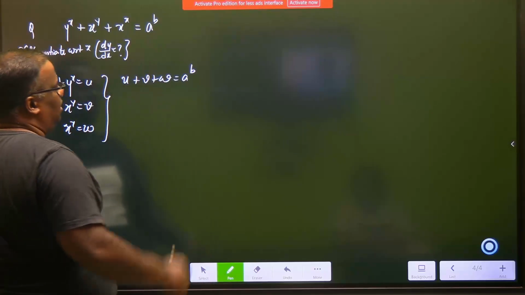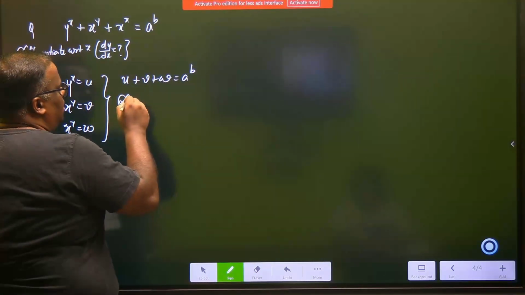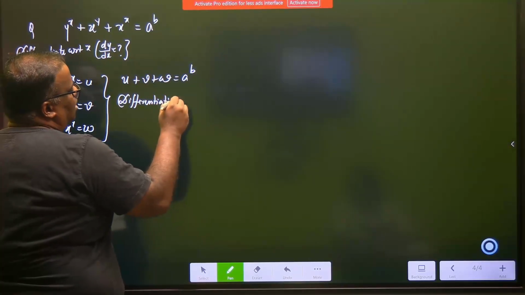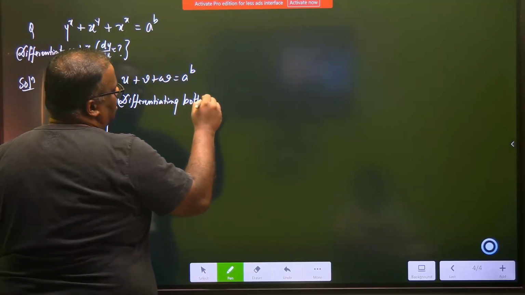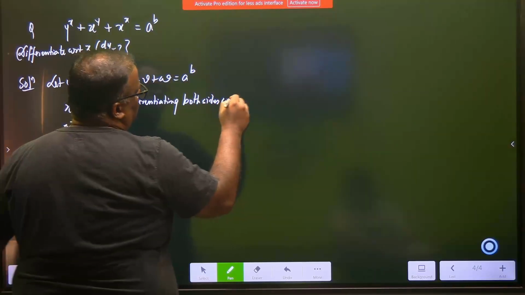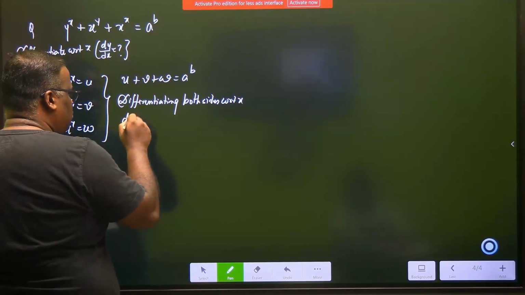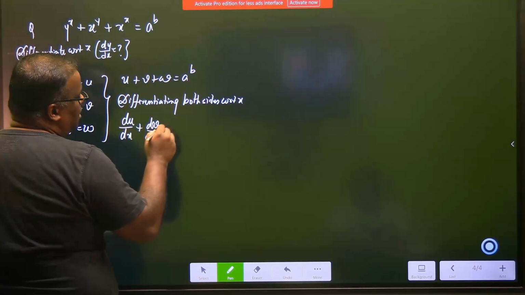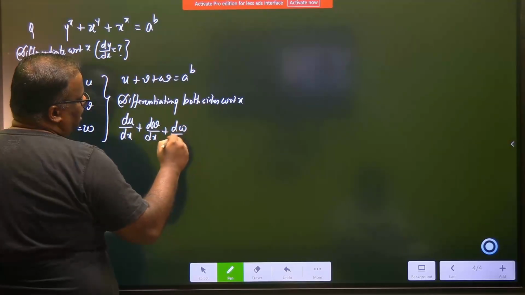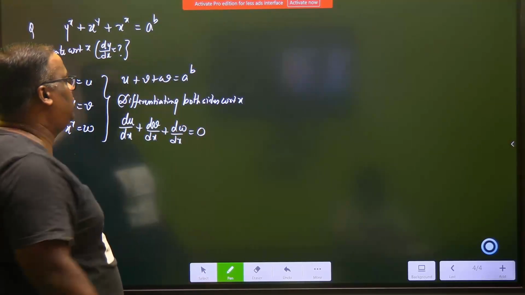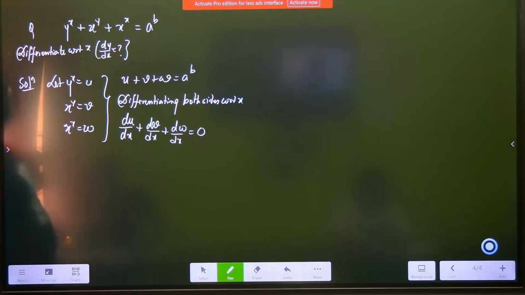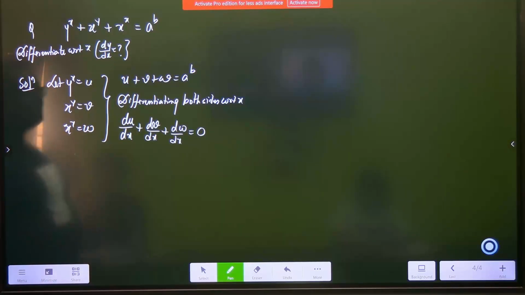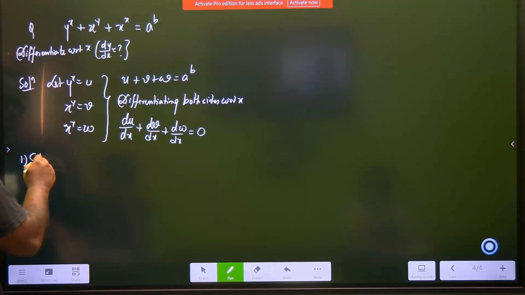Okay. So now we do differentiating both sides with respect to x. You get du by dx plus dv by dx plus dw by dx, which is equal to 0, because differentiation of a to the power b, a and b are both constants, so this will be 0. Fine.